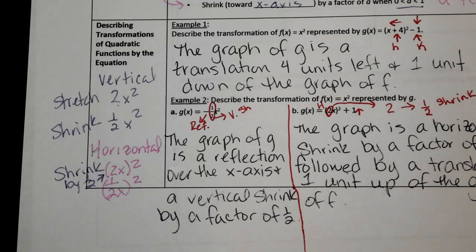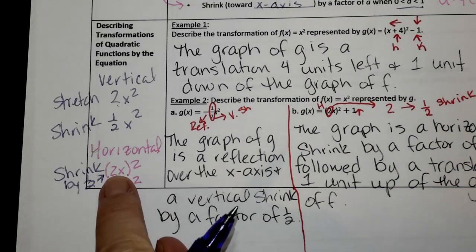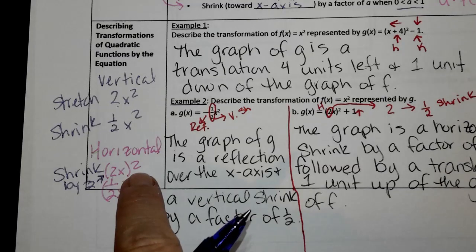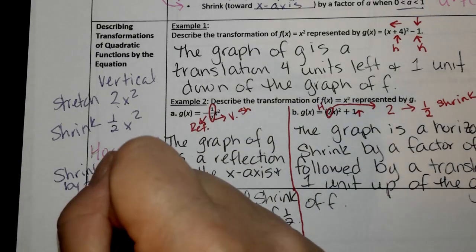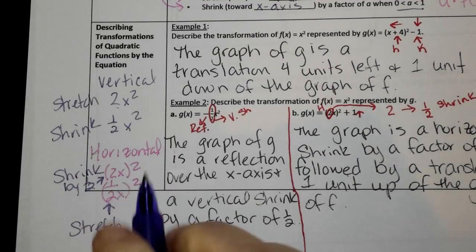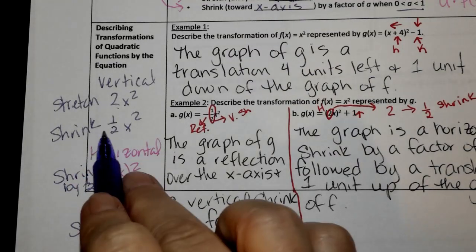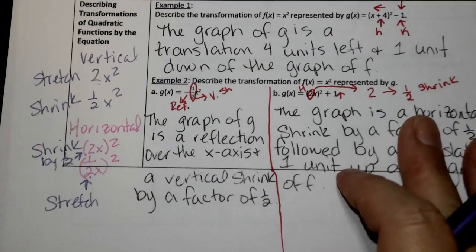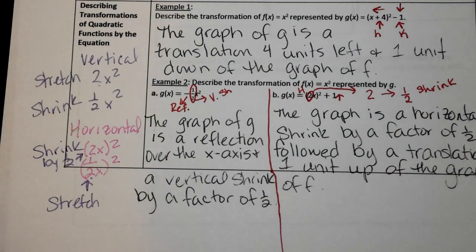Okay. Notice that the 2 and the x are inside the parentheses. The square is on the outside. This one is a stretch because, again, the stretch horizontal and the vertical shrink visually look the same. Or stretch horizontal, vertical shrink.